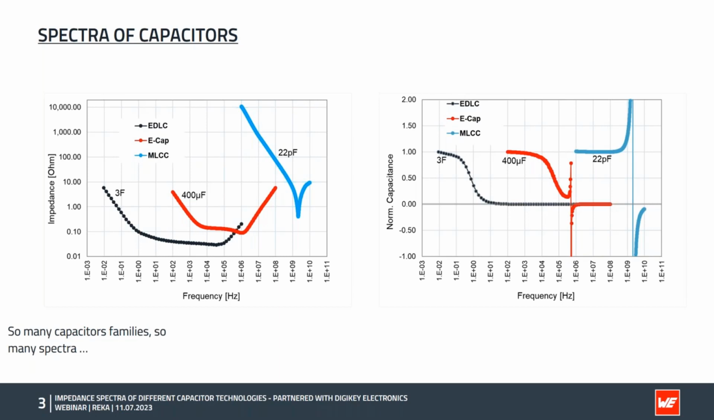Here we see impedance and normalized capacitance spectra, which are typical for EDLCs, that is supercapacitors, electrolytic capacitors, as well as multi-layer ceramic capacitors, or MLCC. Without going too much into detail, due to the technology and processes used, each spectrum has its own characteristic and is located at different frequencies, as you can see. Especially the capacitance spectra look quite different for each technology.